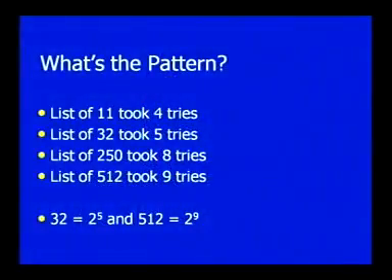For example, the list of 11 takes only 4 tries. 32 means it is 2 power 5. 250 means approximately it is equivalent to 2 power 8. 512 means it is 2 power 9. So, approximately you can see very well the number of tries that we require to search for an item in an array is a logarithmic thing. So, definitely this is better than your linear search.